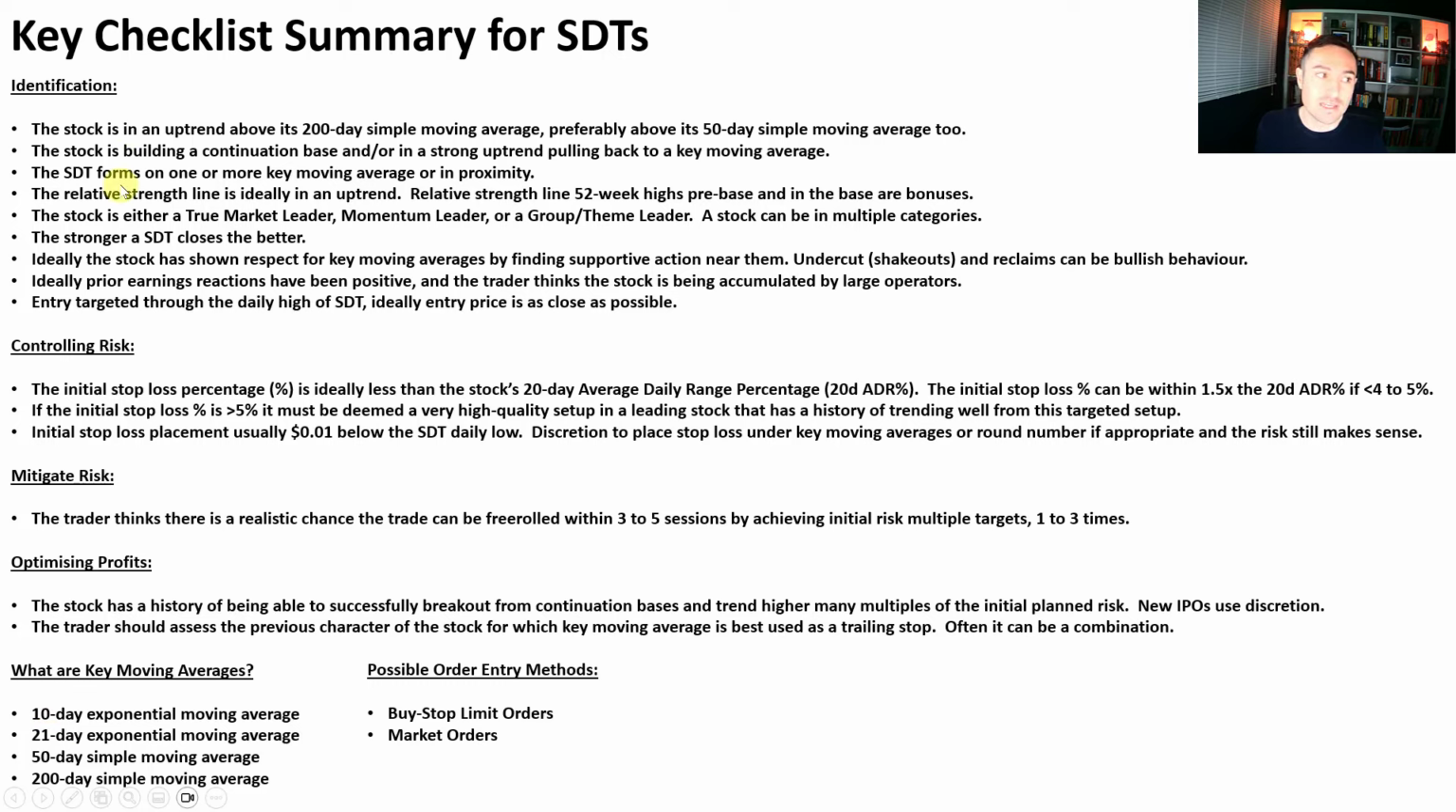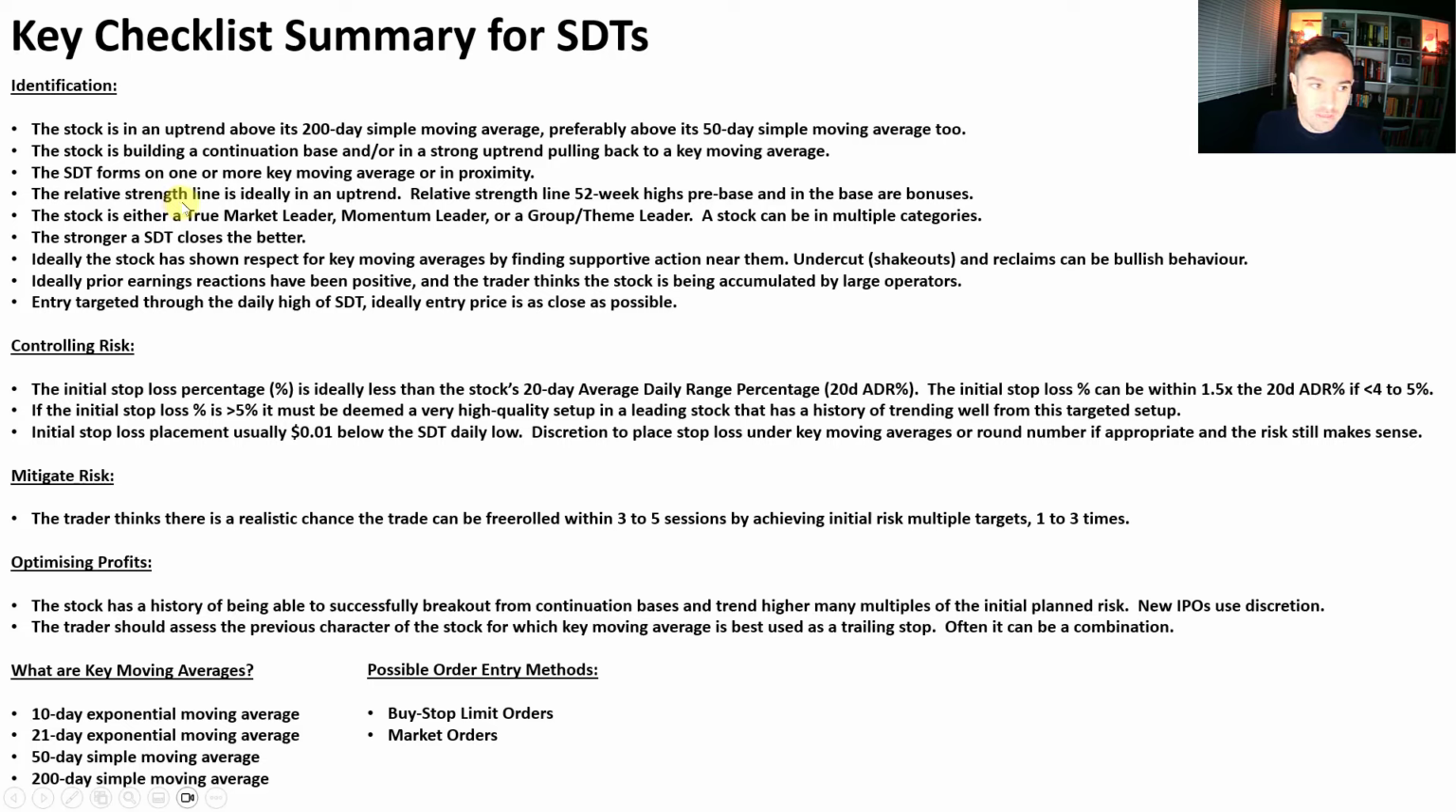The shakeout demand tail forms on one or more key moving averages or in proximity. So that proximity point, when we go through the 12 examples, I'll be explaining it, because sometimes you can get it forming just underneath. That's fine. It acts as a shakeout, as the name implies. Shakeout demand tail is designed to shake out weak hands. So we're going to be talking a lot about the psychology of these candlesticks.